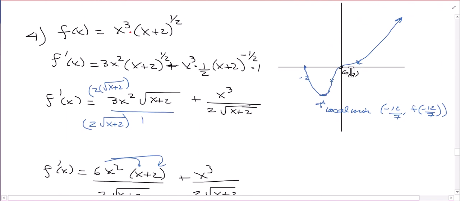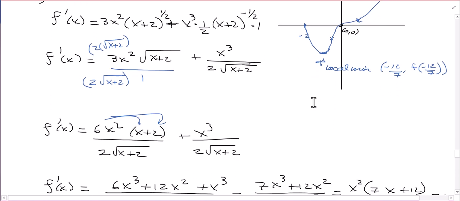And so you should get 2 inflection points, and then -2, but that's just going to be undefined because it just comes from the part of the domain where the function is undefined.